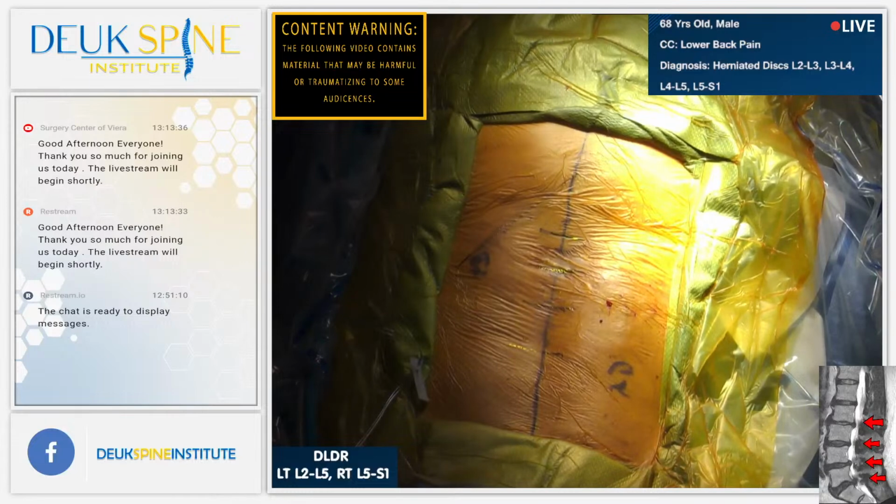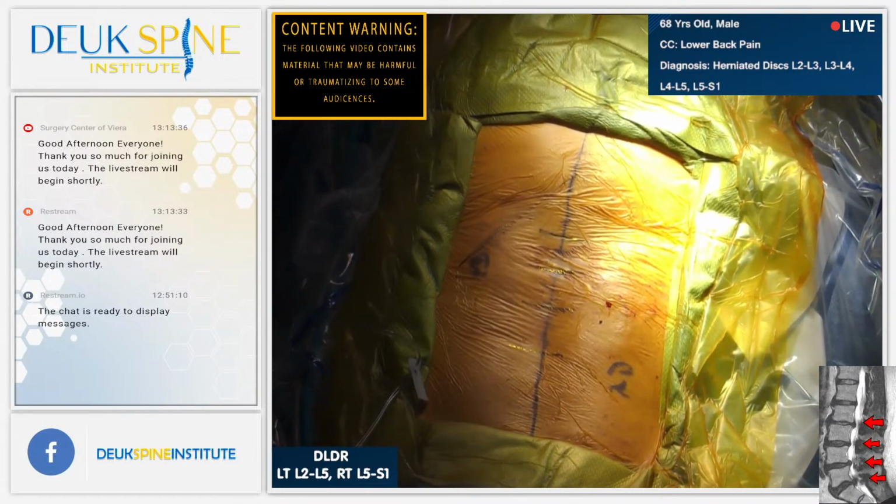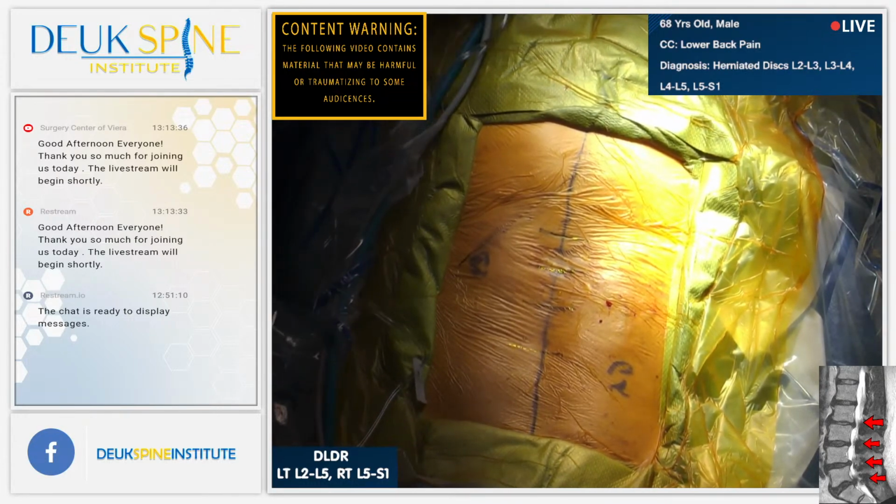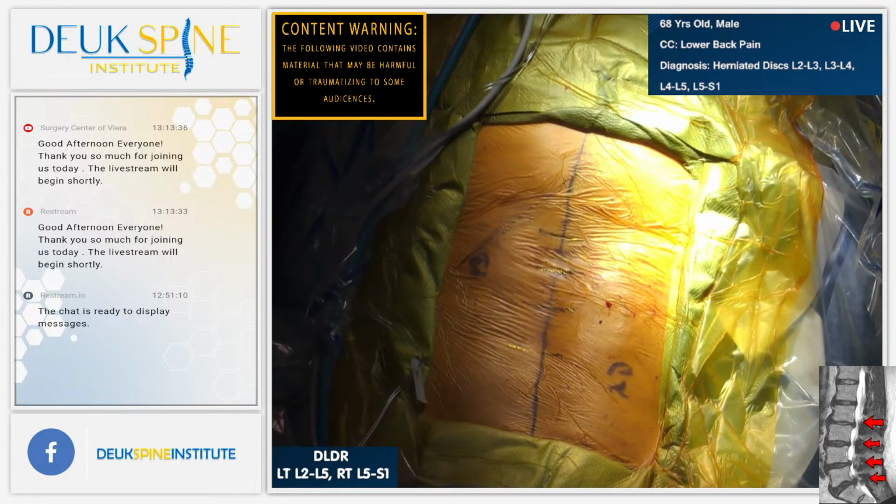And good afternoon. It is May 4th, 2023. I'm Dr. Deuk Majan here with my team in the operating room, Deuk Spine Institute here in Florida. We're getting ready to start our second surgery for today.